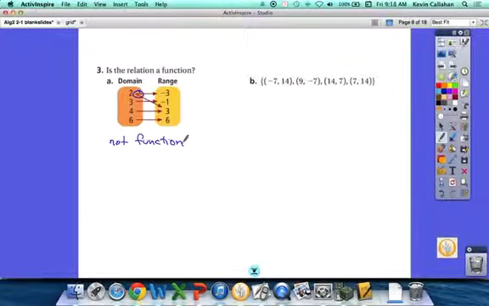Right. And how about this one? Do you see any repeated x values? Right. So there's no repeated x values, no repeats, means function.